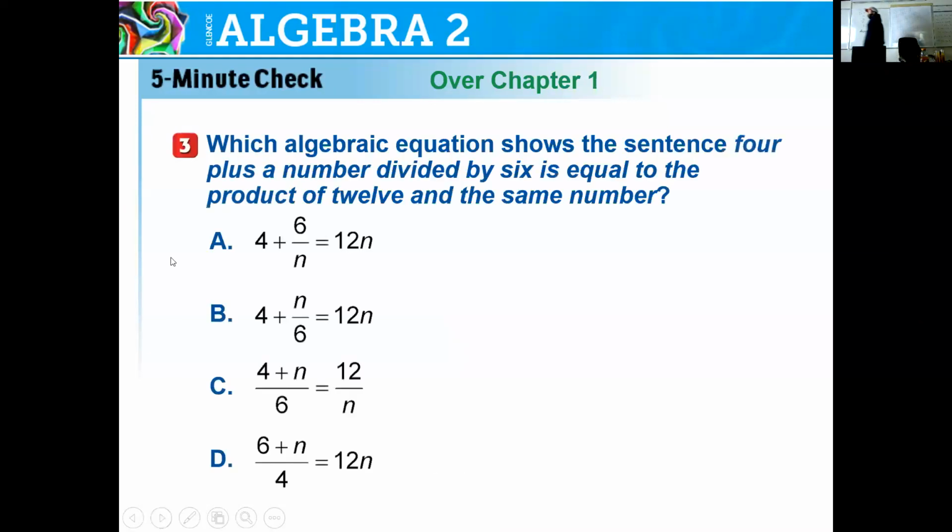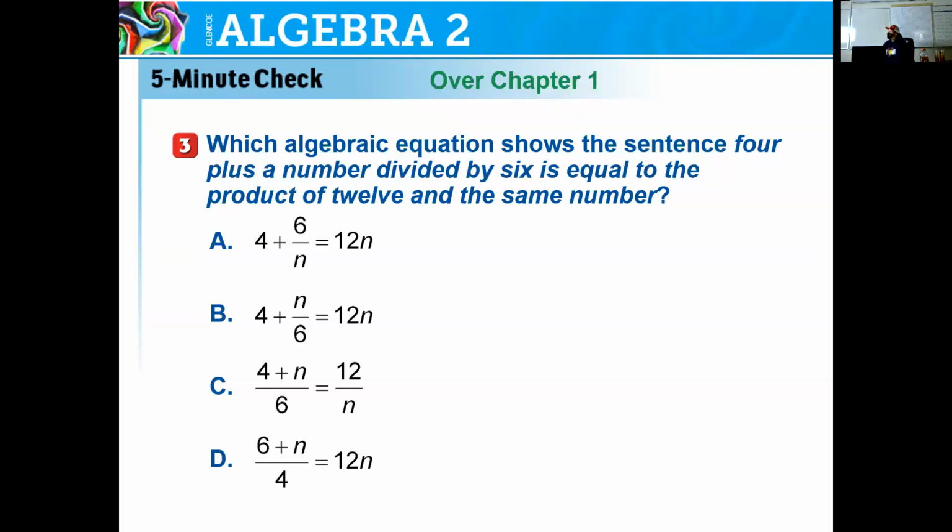Okay, number 3 says, which algebraic equation shows the sentence 4 plus a number divided by 6 is equal to the product of 12 and the same number? Okay, so here we have a plus, so we need to have addition in there. The key thing is it says 4 plus a number divided by 6. So we're going to be looking for a variable divided by 6 on itself. And then we're going to add 4, and that should be equal to 12n.